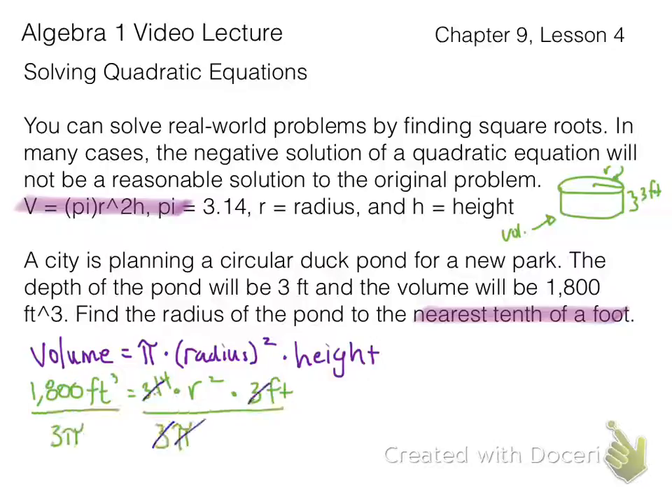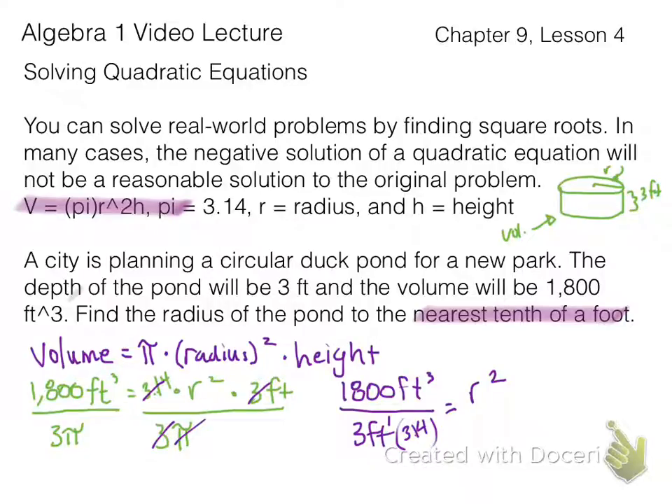I need to pull away the pi, which I said I was going to use 3.14. Just imagine that pi is 3.14 right now. I'm going to move the 3.14 and the 3 feet height away from my r squared so I can get it by itself. I'm going to divide by them on both sides, which means they're going to cancel out on the right, and I'm going to divide by them on the left. So I'm going to get 1,800 feet cubed over 3 feet times pi, or 3.14.